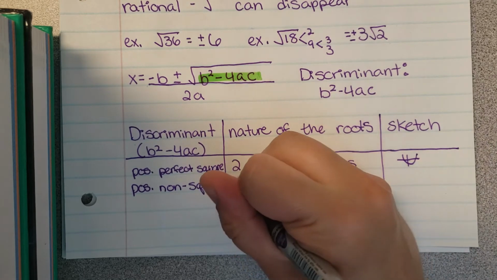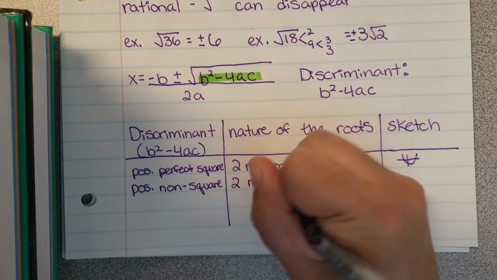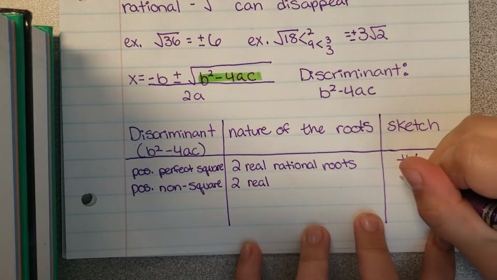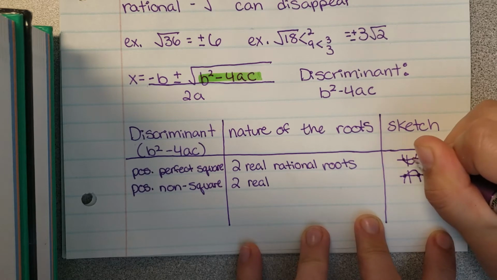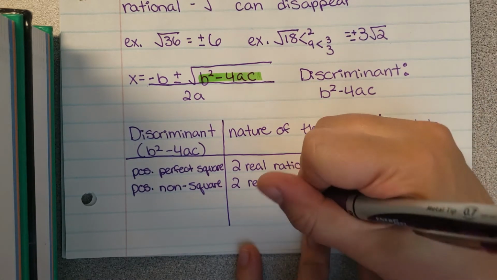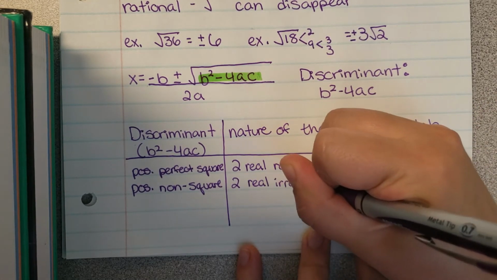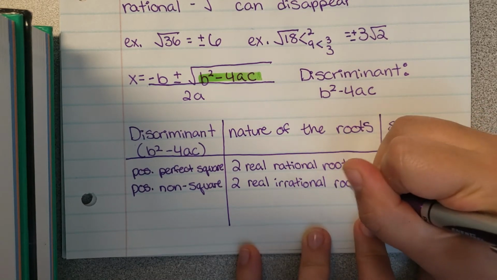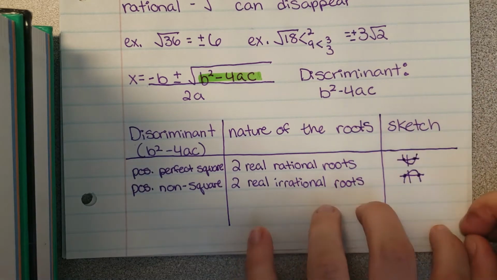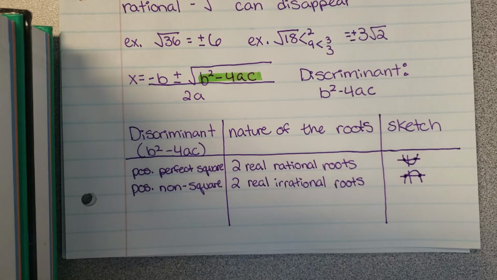So the nature of the roots would still be two real roots. So the sketch is going to look similar to the other one. It'll still intersect the x-axis in two places. The difference is these roots won't be rational, they'll be irrational, because if it's not a perfect square, then that radical is not going to disappear for us.